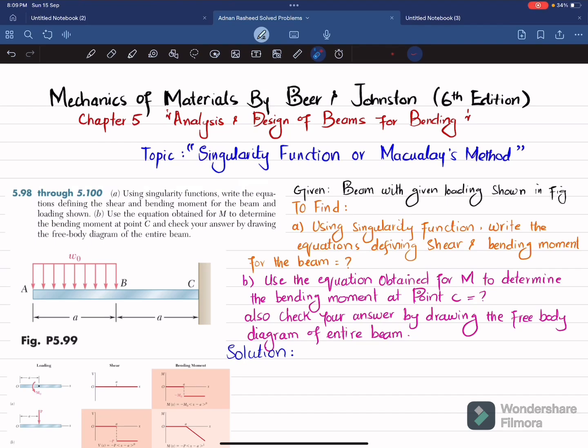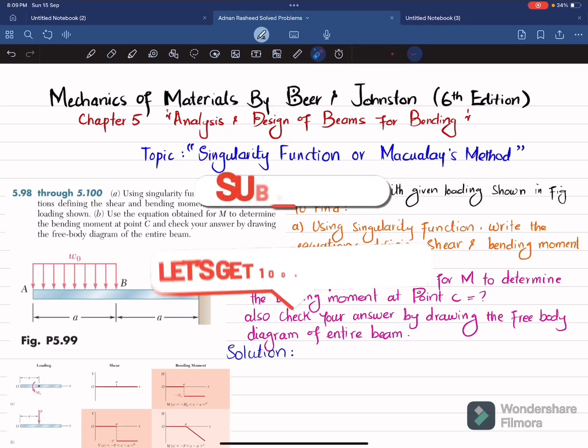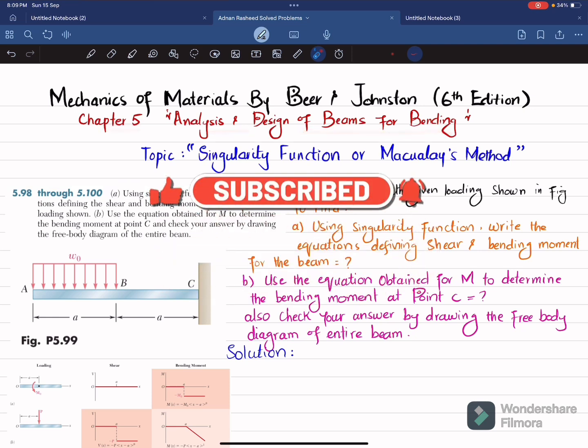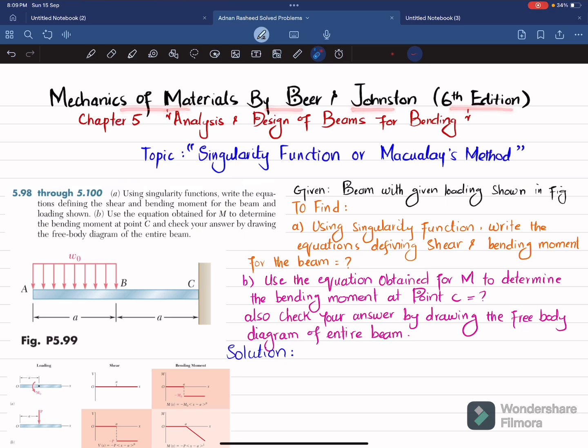Welcome back. Problem 5.99. This problem is taken from chapter number 5, Analysis and Design of Beam for Bending, and the book name is Mechanics of Material by Beer and Johnson, 6th edition. And the topic is singularity function or Macaulay's method.